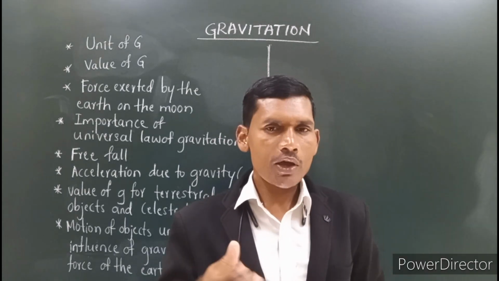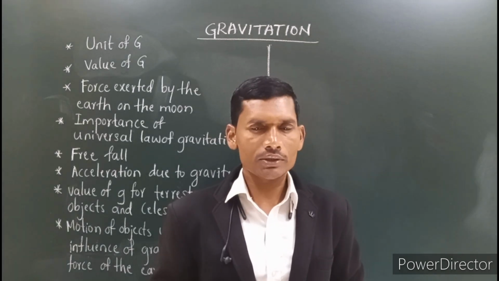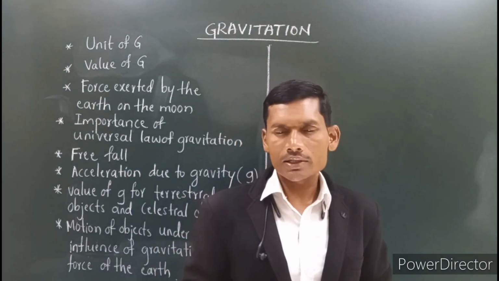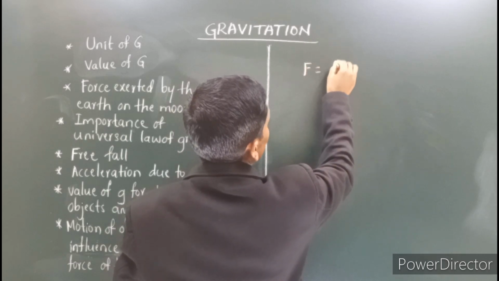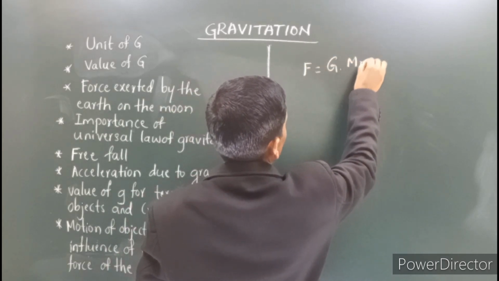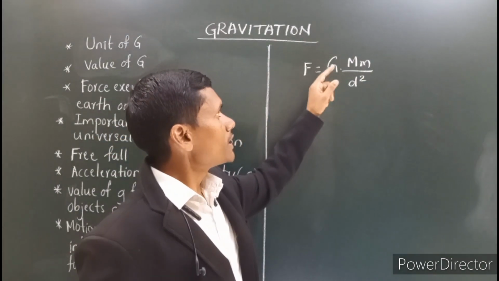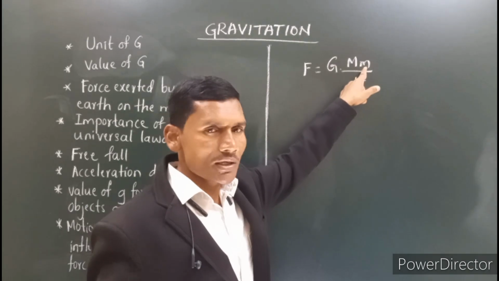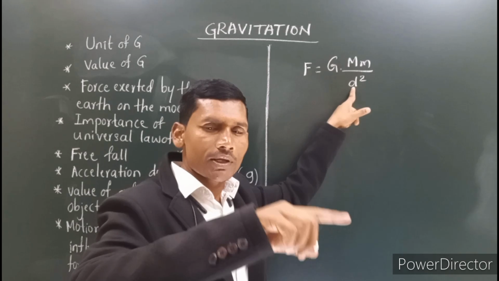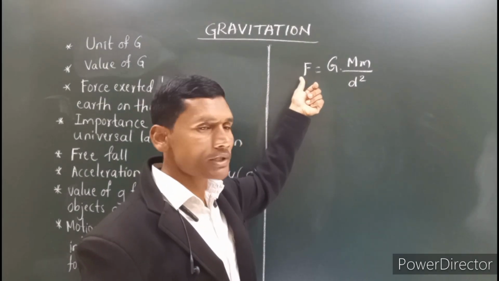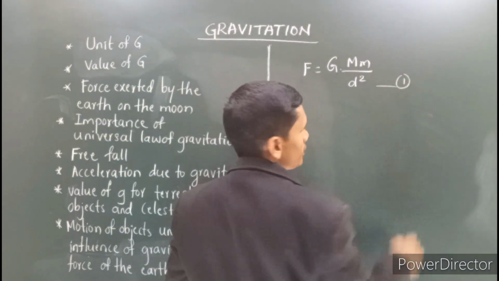The first one, as we already studied in the previous class, is what is gravitational force of attraction and how it is measured. We stated one law there, that is the universal law of gravitation, that is F is equal to G M m divided by d square, where G is called the gravitational constant, M is the mass of the earth, and small m is the mass of the object, and d is the distance between the earth and the object, and this is the force exerted by the earth on that object. This we have already studied in the previous class. This is the universal law of gravitation.